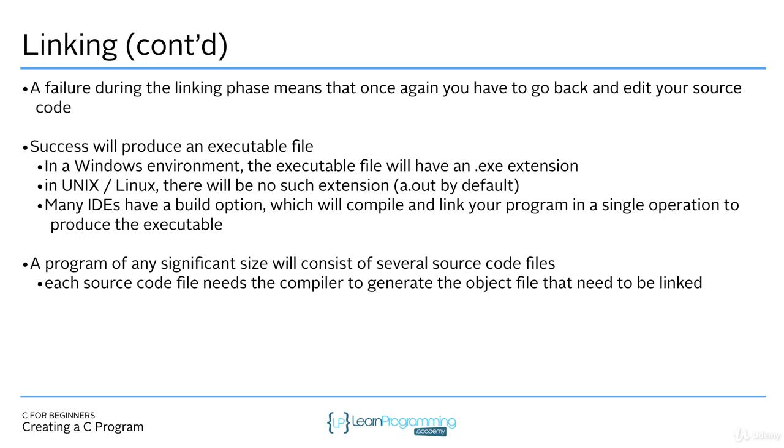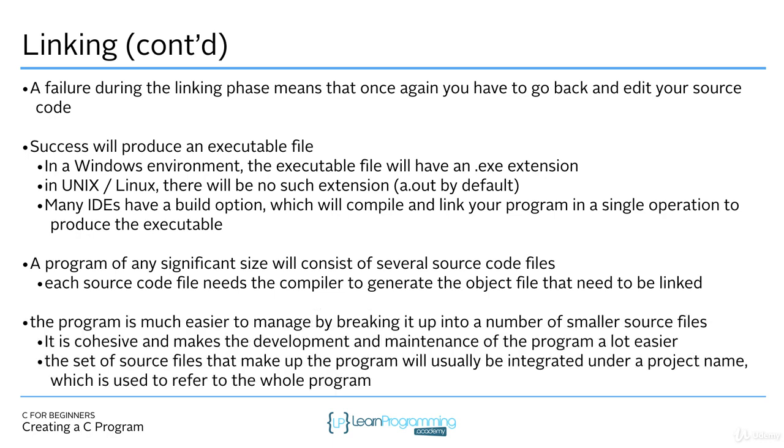A program of any significant size will consist of several source code files. I mentioned this earlier. Each source code file needs the compiler to generate the object file that needs to be linked. The program is much easier to manage by breaking it up into a number of smaller source files. You will want to use many source files, and you don't want a source file that contains 5,000 lines of code. That's not cohesive. That's not easy to manage. So you're going to create files that contain source code, and the source code is going to be specific. It's going to have a specific functionality. It makes it much easier to develop and much easier to debug, and is much more cohesive.